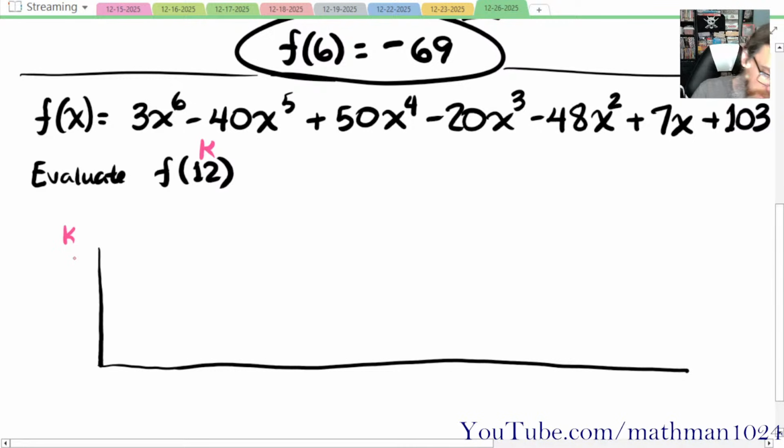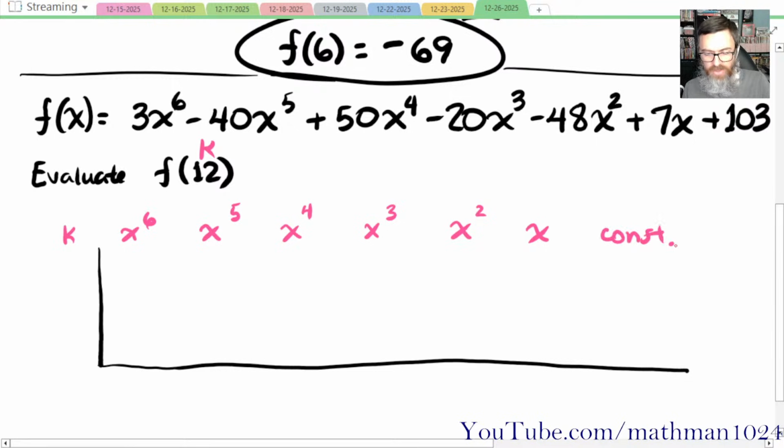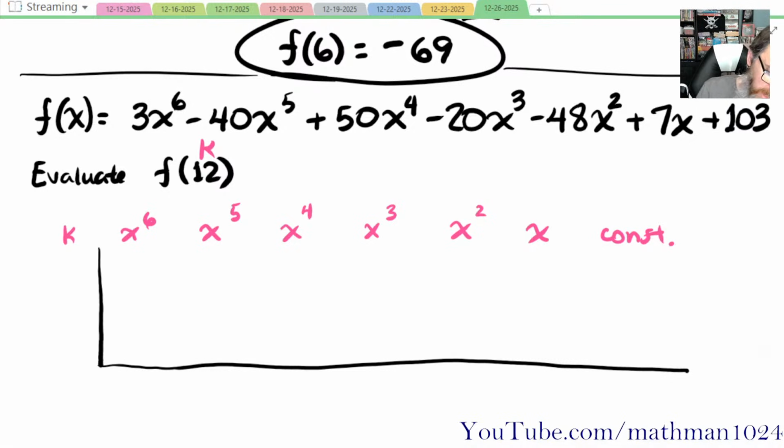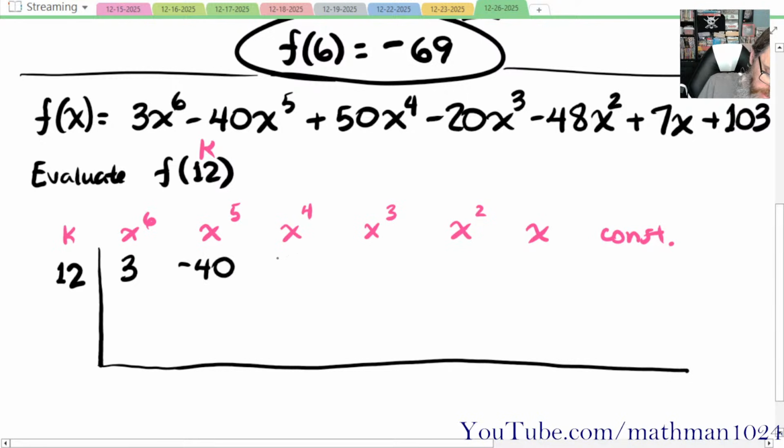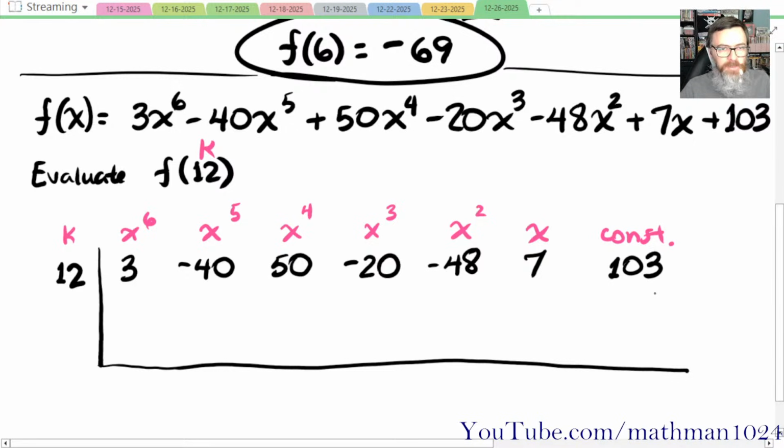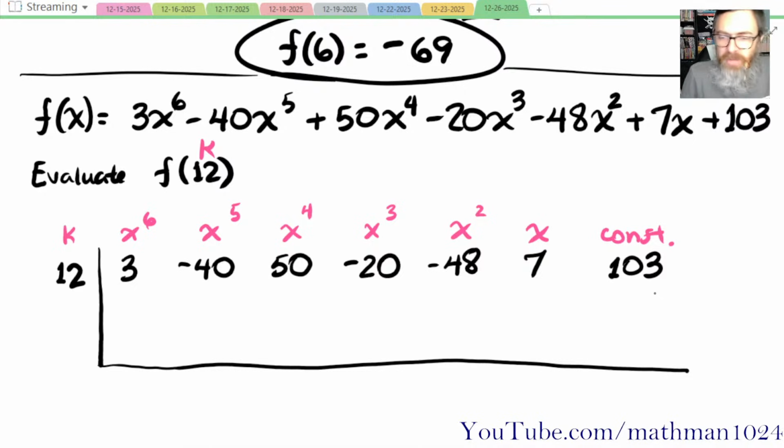So I got my k value here, and I go all the way up to x to the 6th. So make sure that we don't skip anybody as we work our way down to get to my constant term. So 6, 5, 4, 3, 2, 1, constant. The k value is just as I see it, the 12. And then we got the 3, negative 40, 50, negative 20, negative 48, 7, 103.